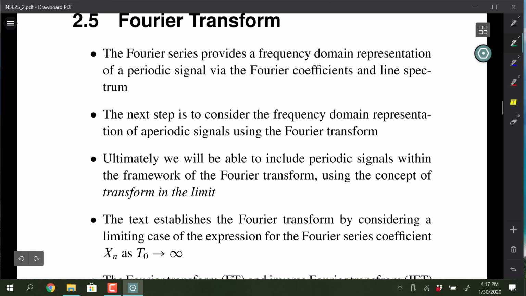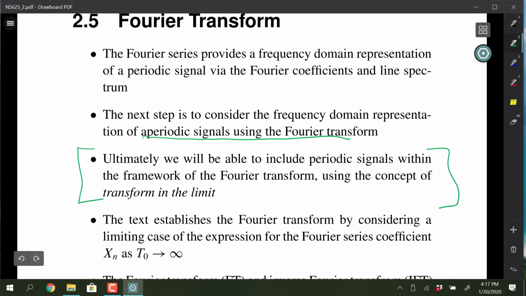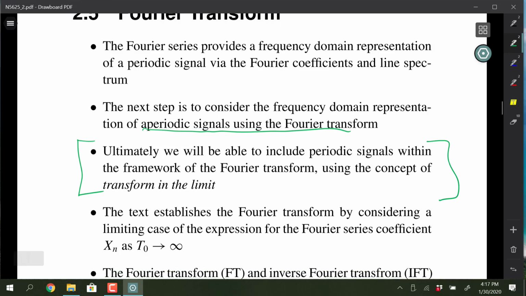So it provides frequency domain representation for aperiodic signals, whereas Fourier series was for periodic signals. But this third bullet is what I've been alluding to. Ultimately, we'll be able to bring the periodic signals in under the transform and the limit idea.